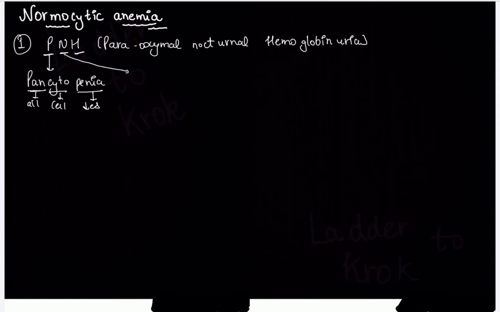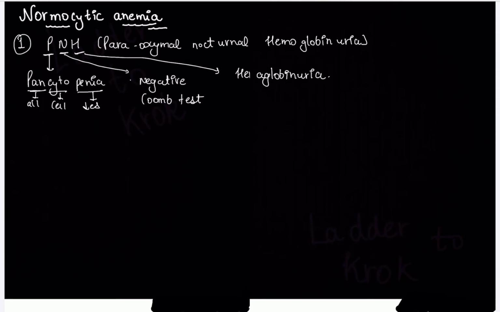This gives a negative Coombs test, and in this you will see hemoglobinuria. Actually, in this there are basically two genes. There is a decrease in the function of these genes, or a problem with them: a decrease of CD55 and a decrease of CD59.